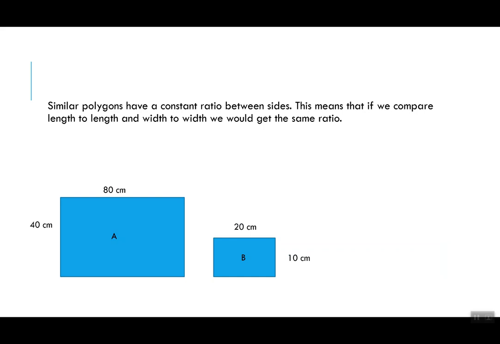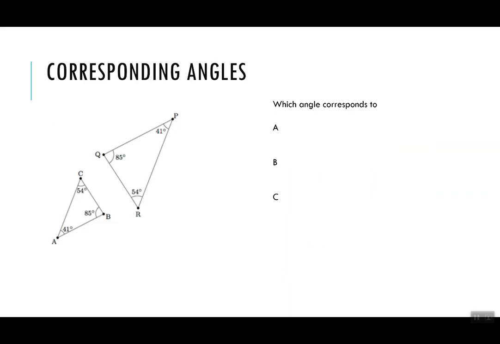This means if we compare the length to the length or the width to the width, we would get the same ratio. So we can see in rectangle A, I have a length of 80, and in rectangle B, I have a length of 20. 80 over 20 gives me 4. If I also look at the width, I have a width of 40 in A, and I have a width of 10 for B, which also gives me 4. So I have the same proportion when I compare sides.